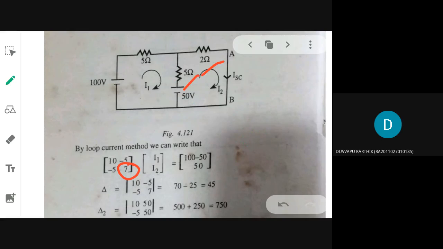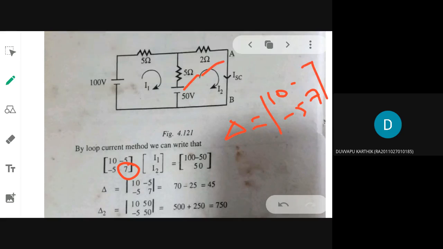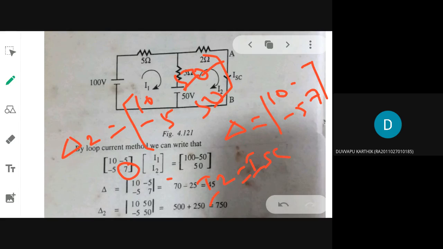Then by applying Cramer's rule, you need to find del, that is with 10, minus 5, and 7. You find del, and then del 2. I need not find del 1 because that current is not needed. Only I2 is enough for me, so I can directly go for finding del 2. How can I find del 2? The second column I replace by the voltage elements. Then I2, or I_SC, will be equal to del 2 divided by del. So find this and tell me the answer. What is I2?